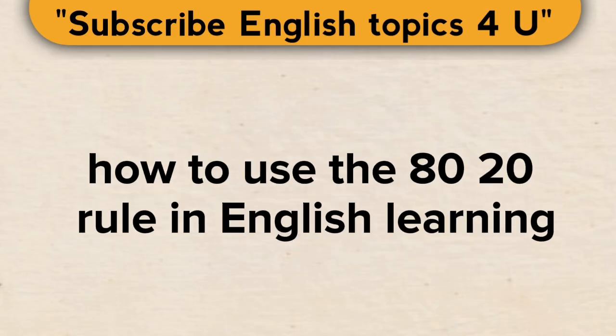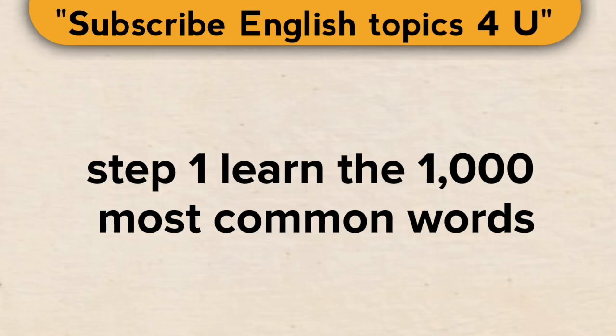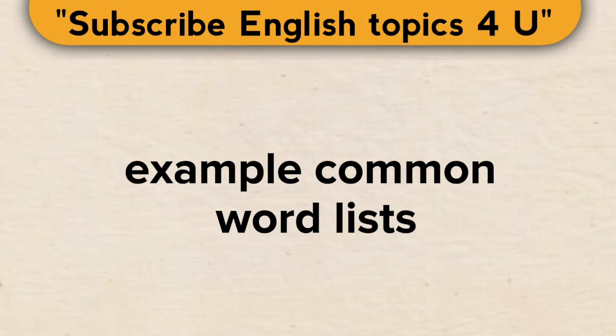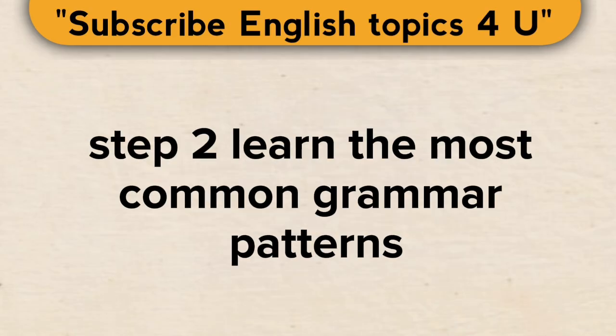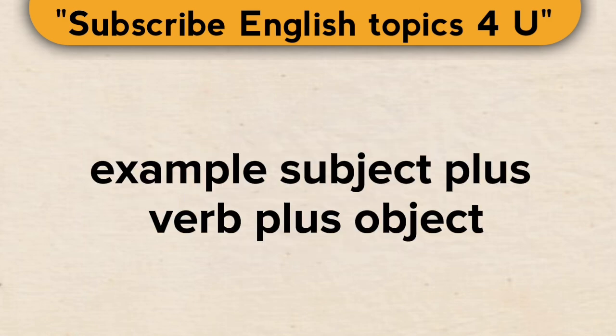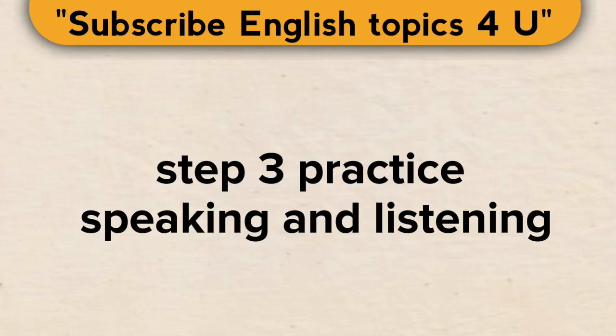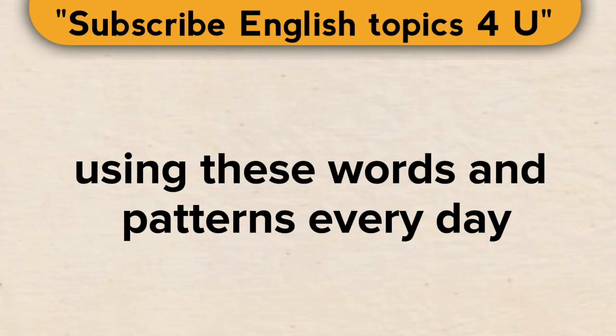How to use the 80-20 rule in English learning. Step 1. Learn the 1,000 most common words. Example: common word lists online, frequency dictionaries. Step 2. Learn the most common grammar patterns. Example: subject plus verb plus object. Step 3. Practice speaking and listening using these words and patterns every day.